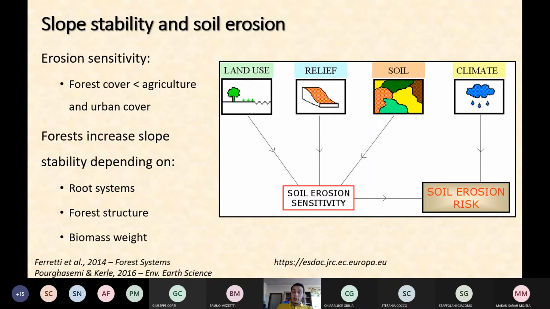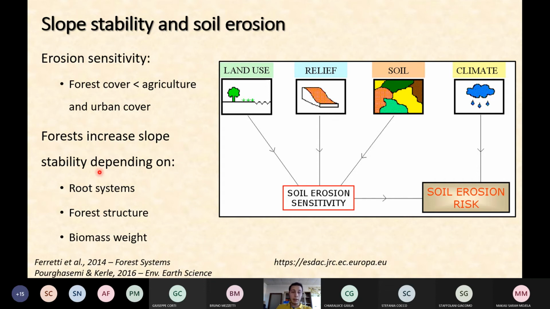coppices. For the last factor, the climate can affect the risk of soil erosion, but land cover, topography, and soil types, with the proneness to erode of the soil, can influence the vulnerability of a specific area. And forest cover is less susceptible to erosion than agriculture and urban cover, but the forest can sometimes cause some problems to the stability.